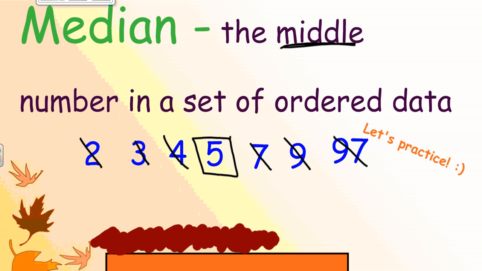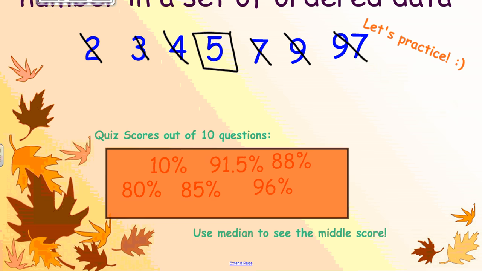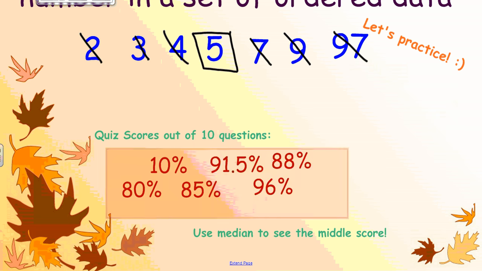Okay, now let's look at a little bit more challenging example where decimals are involved. You ready? Here we have quiz scores, and out of 10 questions, we want to try to find the median to see about where the middle score is for this class. And you can see the percents.